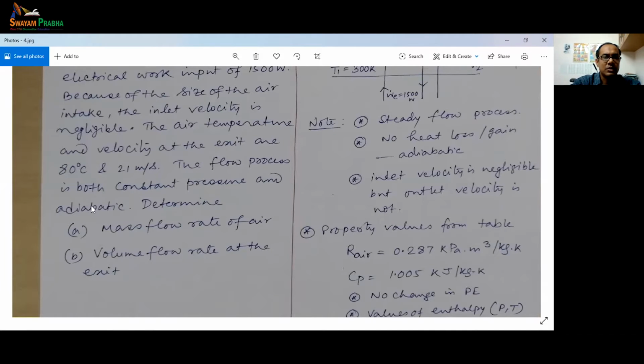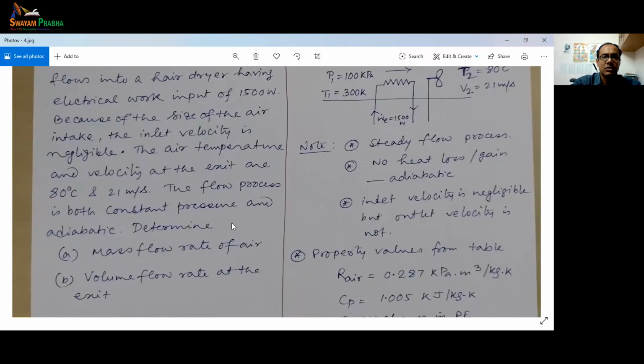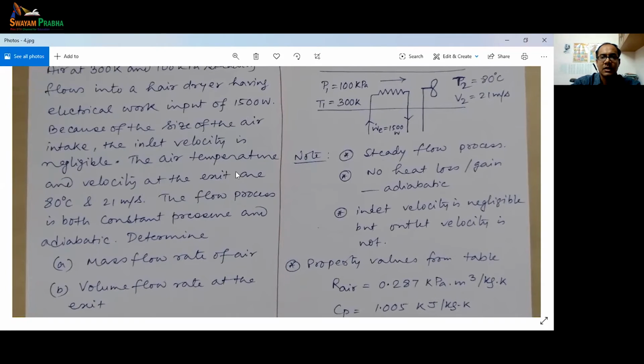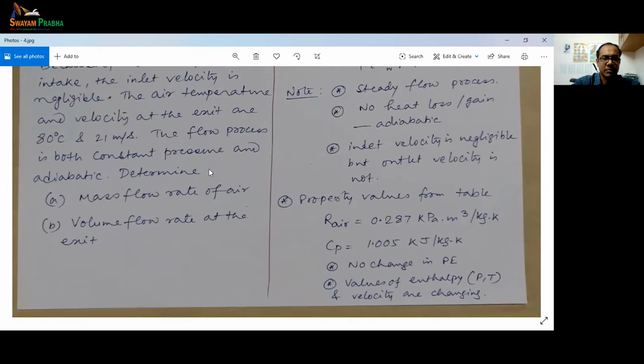Now the flow process is both constant pressure and adiabatic. So in the flow process, the pressure is not increased. The fan is just increasing the velocity, and it is also adiabatic. So you can think of the whole thing as insulated, or the heat transfer to the atmosphere is very negligible. That assumption you can make.